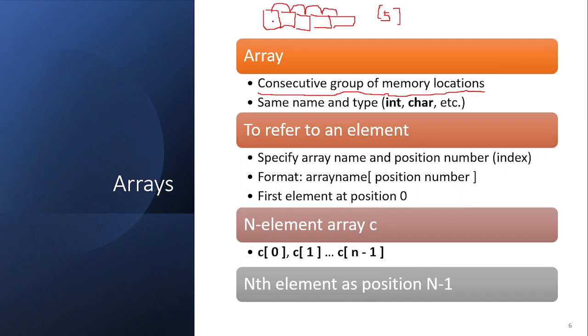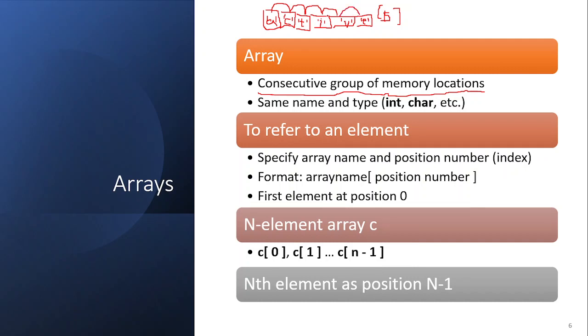Okay, and each of these boxes will store one character. Say for example, this stores the character A, this stores the character C, this stores the character T. Okay, this stores the character I. This stores the character V, and let's add another element, make it an array of 6 characters. This is E. So this is what we mean by array.